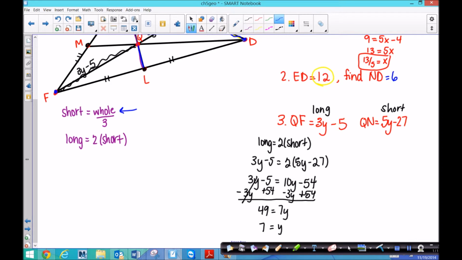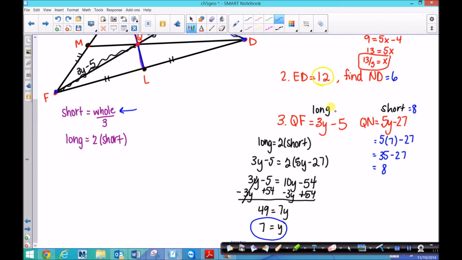So it didn't tell us what to solve for here. So we have y equals 7, but let's go ahead and figure out what qn and qf would be. So we plug in our 7 for qn, and we have 35 minus 27. If we do 35 minus 27, we're going to get 8. And that's for the short side.